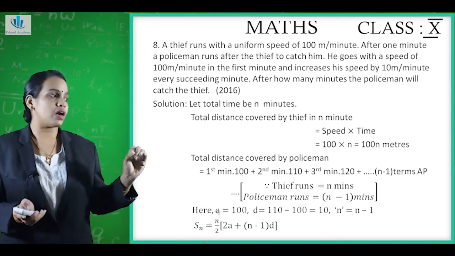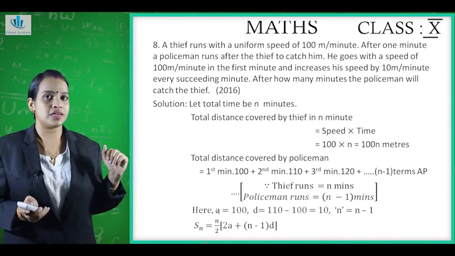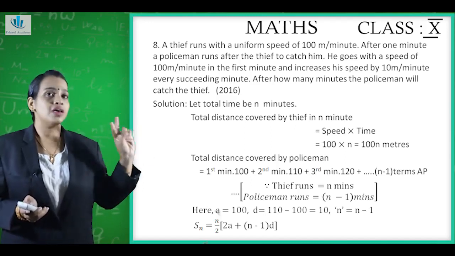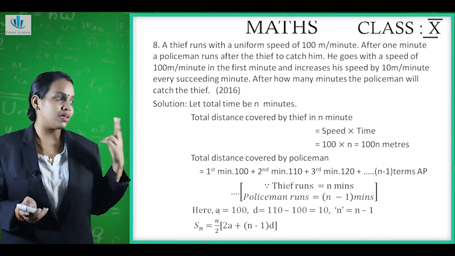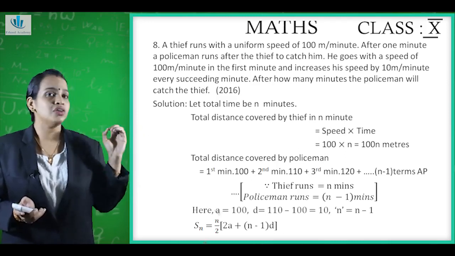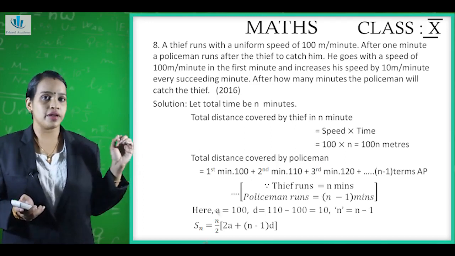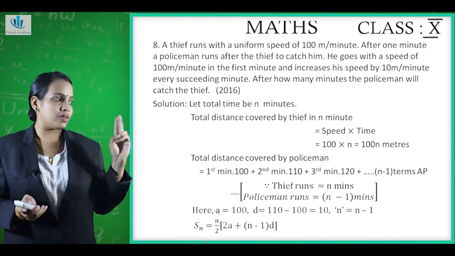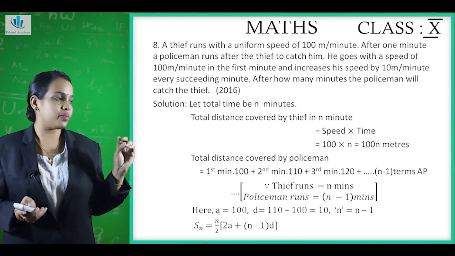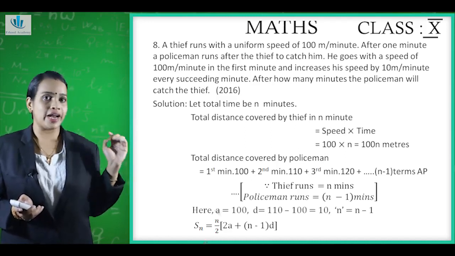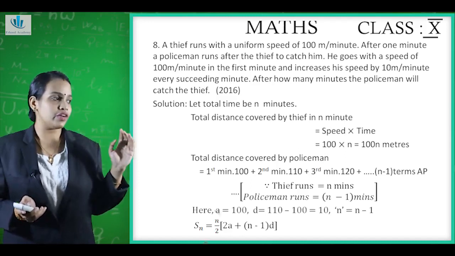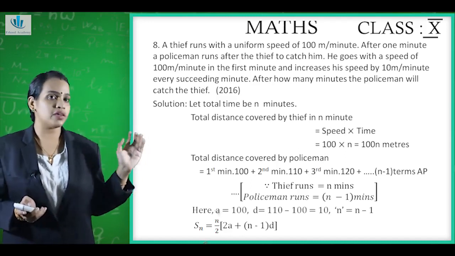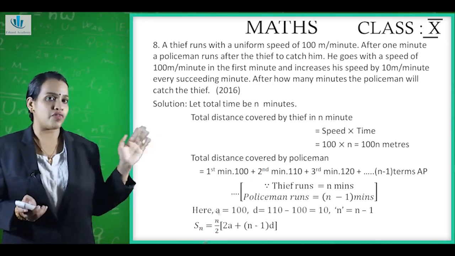Now we have to see the total distance covered by the policeman. In the first minute it is said that 100 meter. So first minute 100 meter plus. In the second minute he is increasing his speed by 10 meter. So it will be second minute 110, that is 100 plus 10, that is 10 meter he is increasing. So 110 plus, in the third minute it will be 120, again we are increasing it by 10, plus n minus 1 and so on, that is terms of an AP.